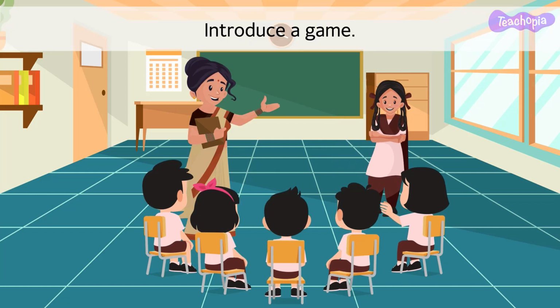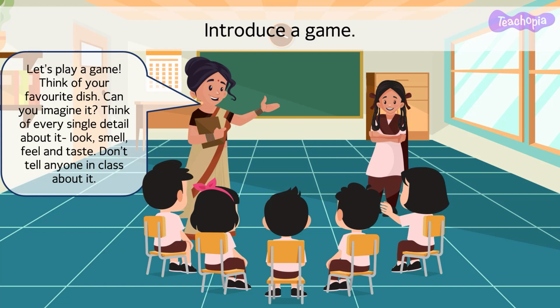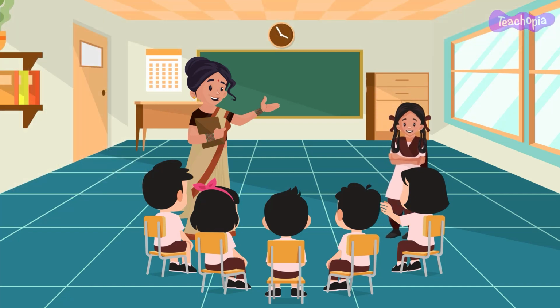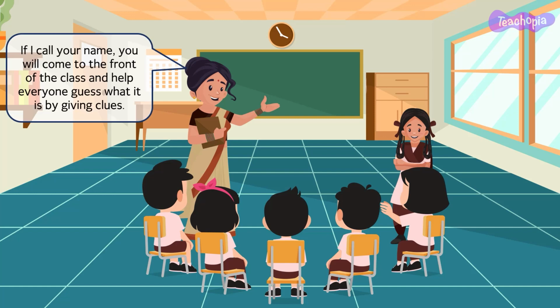After a few guesses, inform them you're going to play a game. Let's play a game. Think of your favorite dish. Can you imagine it? Think of every single detail about it. Look, smell, feel, and taste. Don't tell anyone in the class about it. If I call your name, you will come to the front of the class and help everyone guess what it is by giving clues.